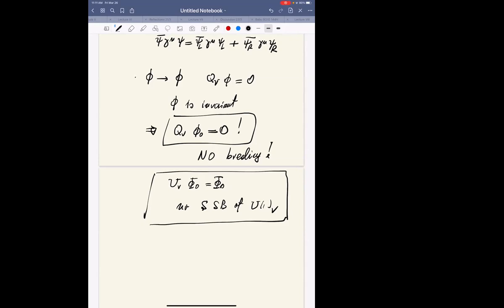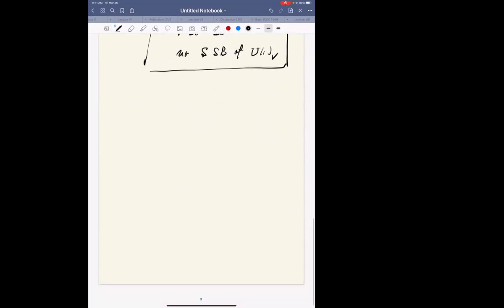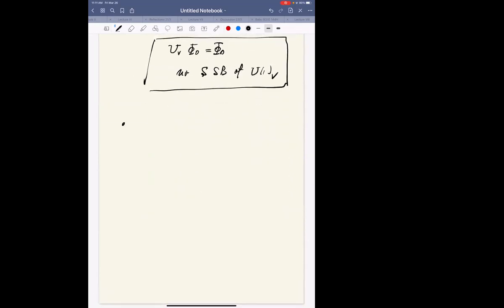If I do take a fermion field, imagine that I take a fermion field. So let's push this a little bit, since you're asking. So I take a fermion field.